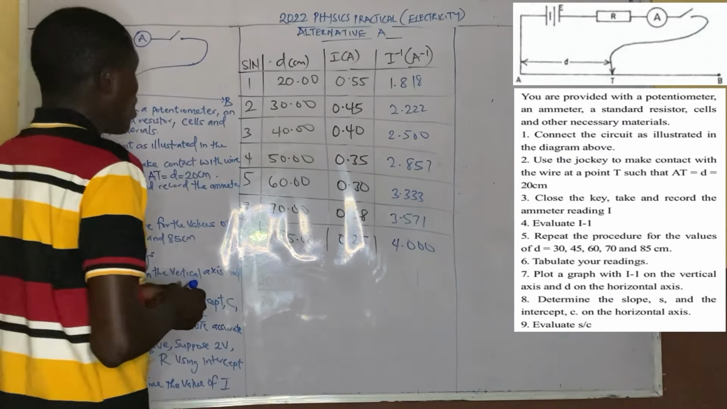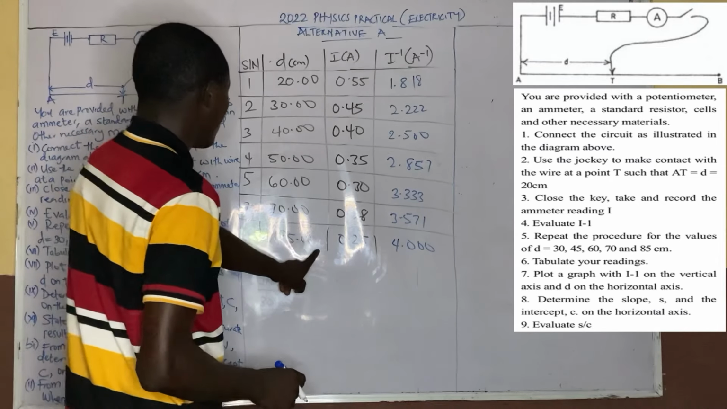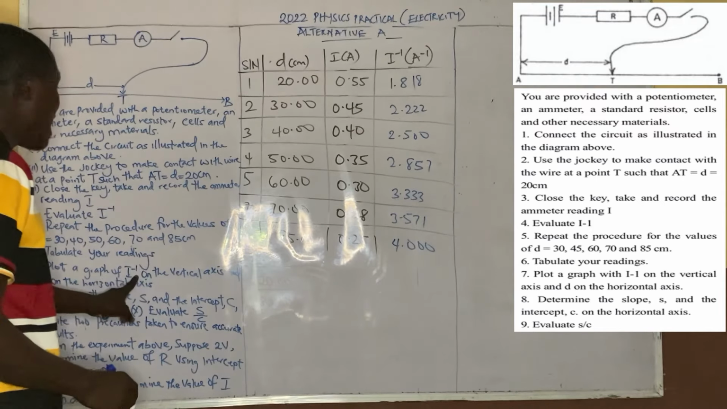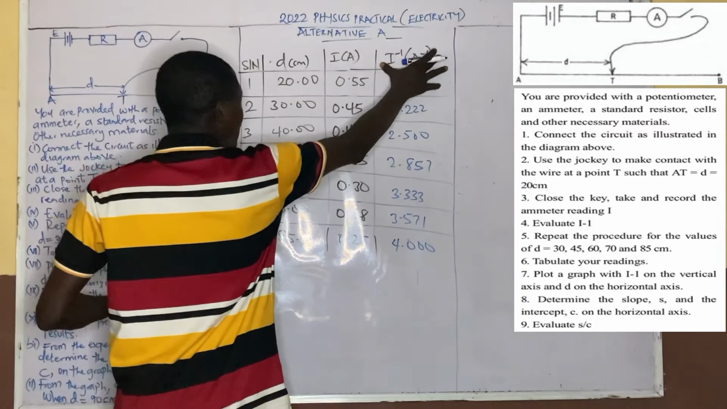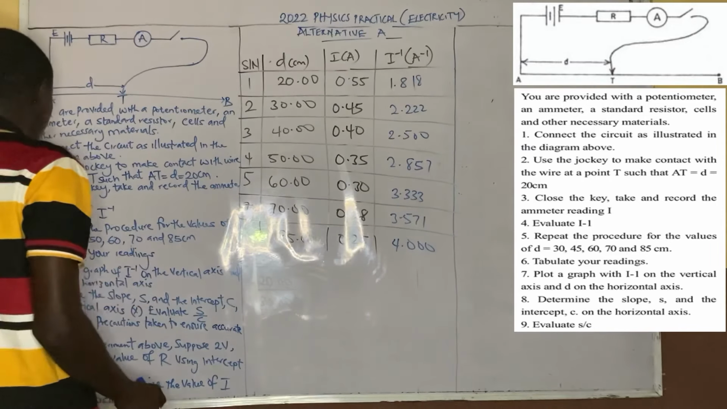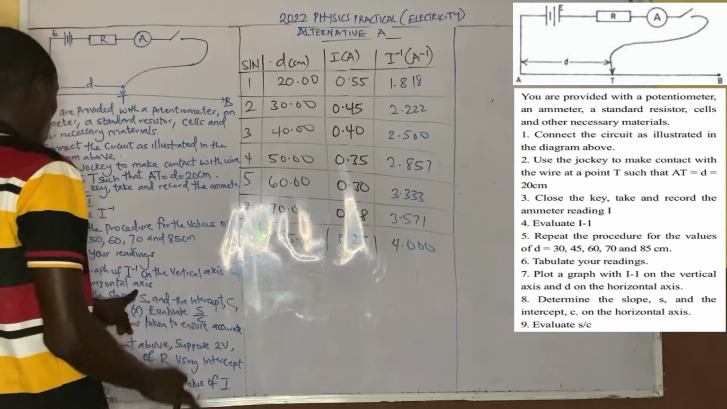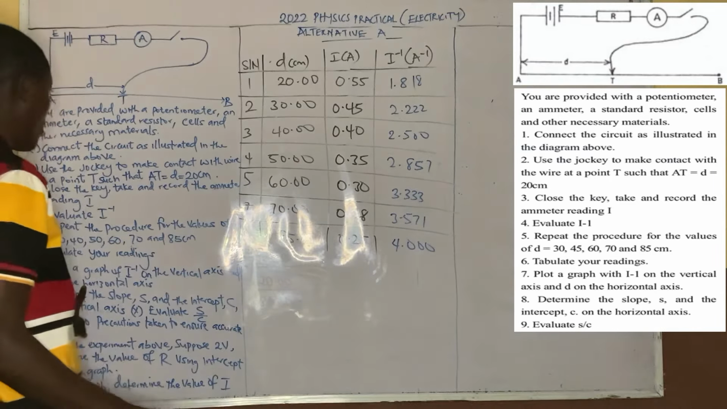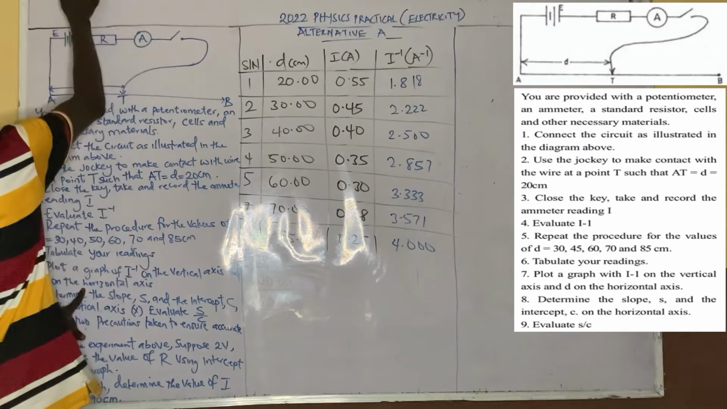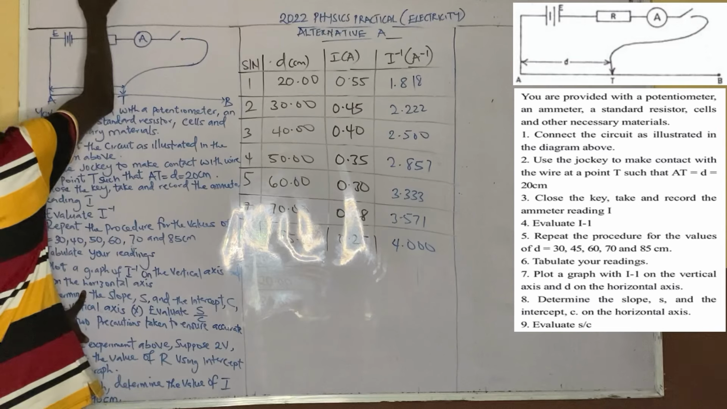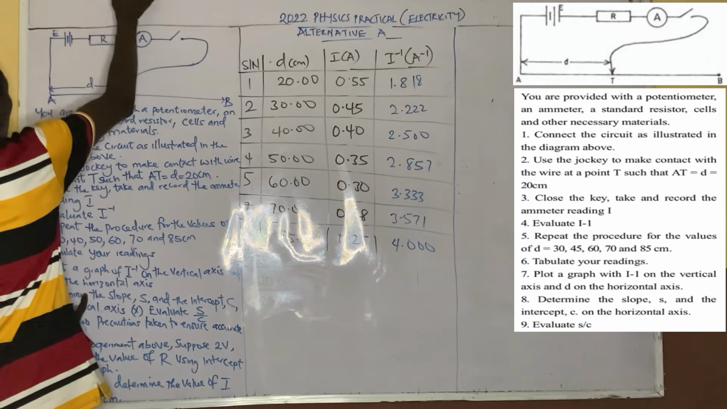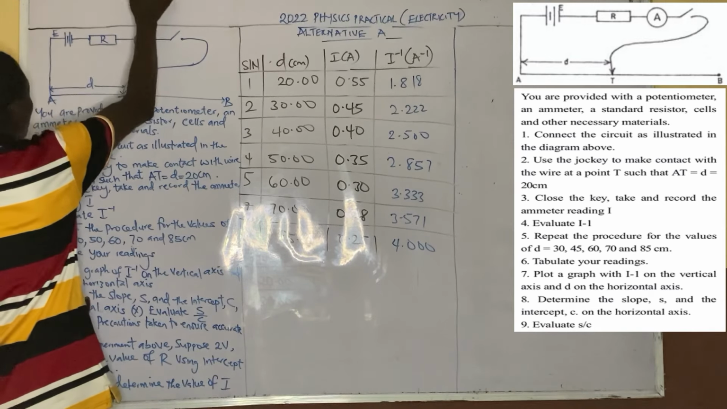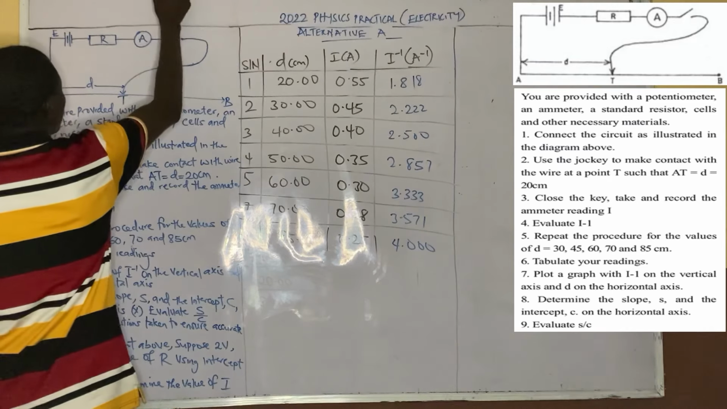Before we continue, I would just like to write the table of our values out, because after I say calculate your readings, plot a graph of I inverse. So we have to plot a graph of I inverse on the vertical axis and D on the horizontal axis. So now I will write my table of values here. Graph of I inverse. This is I inverse, which is ampere inverse, and against what?